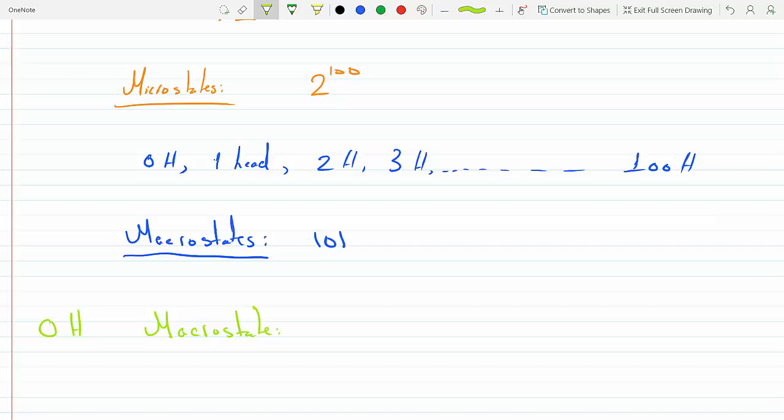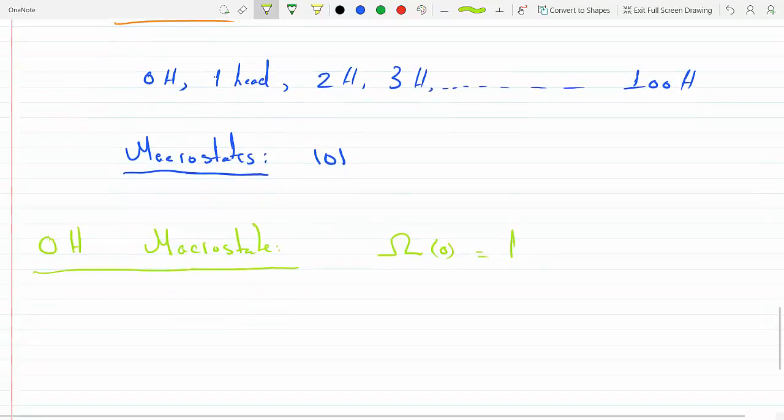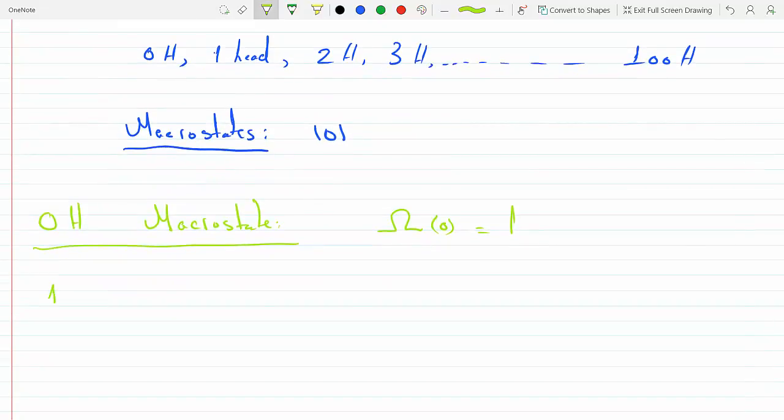Right? Well, if there's 0 heads, that means every coin is tails. So you've already specified the microstate of the system. So that means the multiplicity of 0 will just be 1. Right? Because the exact microstate has been specified. Okay? Now, what if there is a 1 head macrostate?